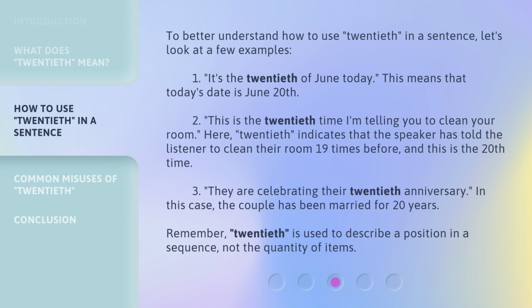Here, 20th indicates that the speaker has told the listener to clean their room 19 times before, and this is the 20th time. 3. They are celebrating their 20th anniversary. In this case, the couple has been married for 20 years. Remember, 20th is used to describe a position in a sequence, not the quantity of items.